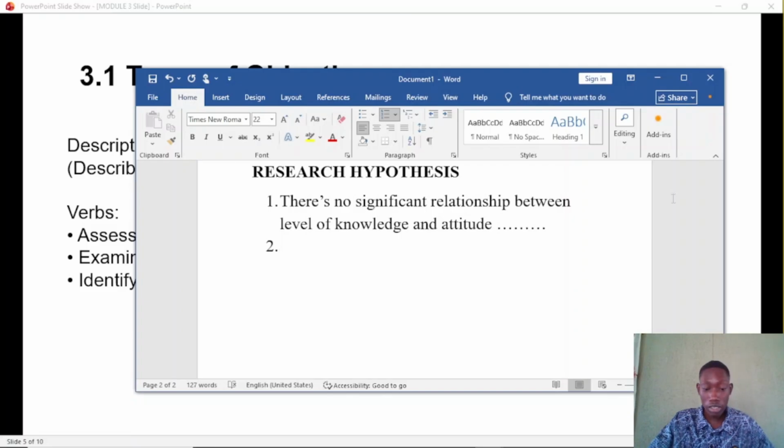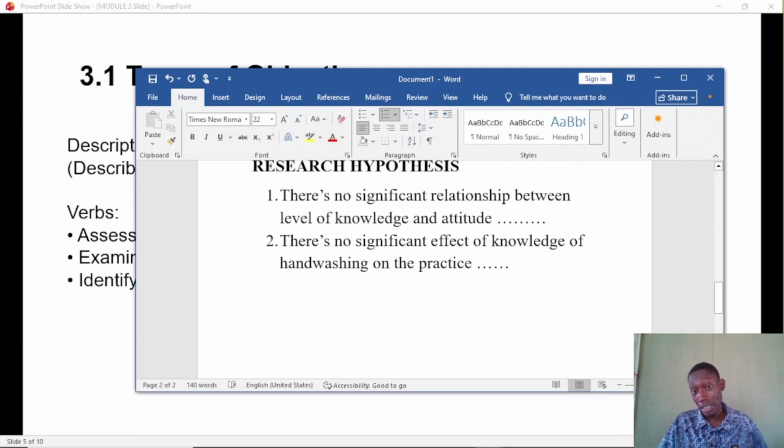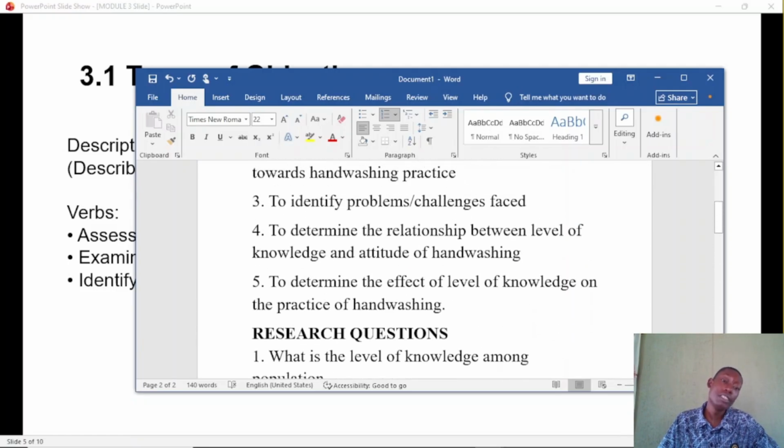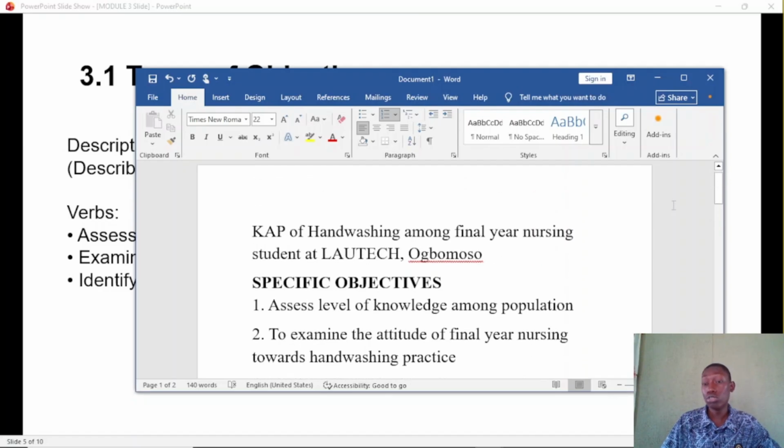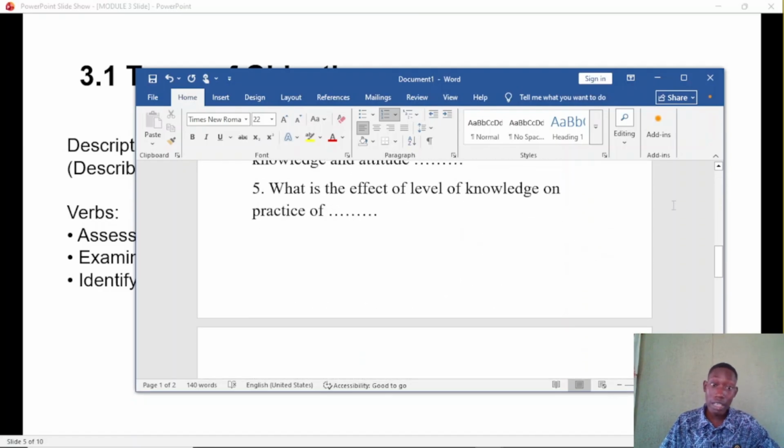Then the second one, there is no significant effect. So you don't think that it's only relationship they check. They also check effect. They check other things. You can read wide on this. Then you can have others. It's not compulsory you follow this template. I'm just using it to demonstrate and explain it to you. So that is that about that.